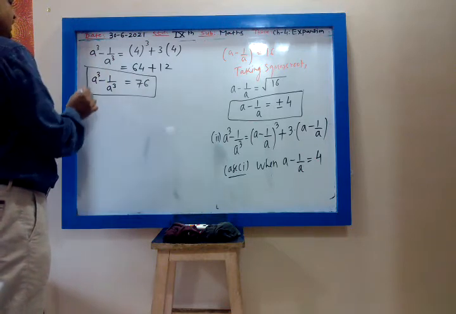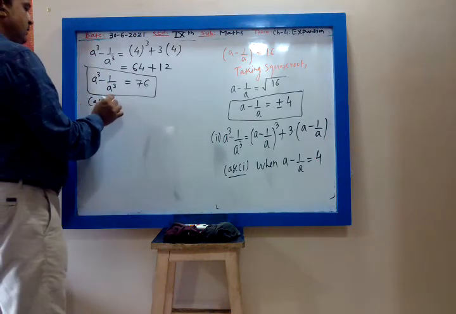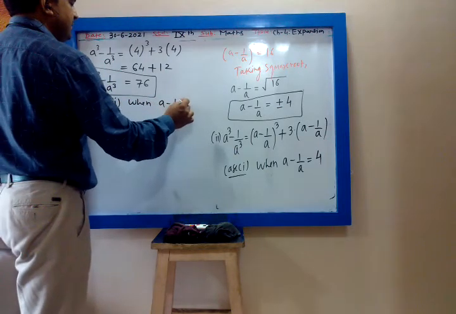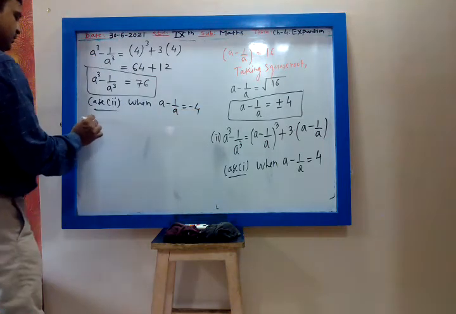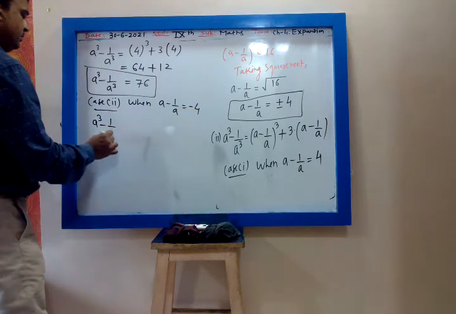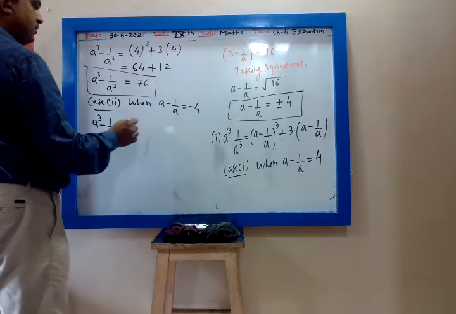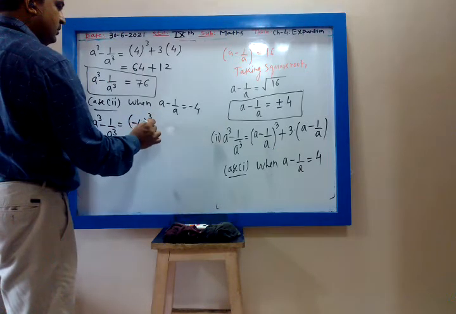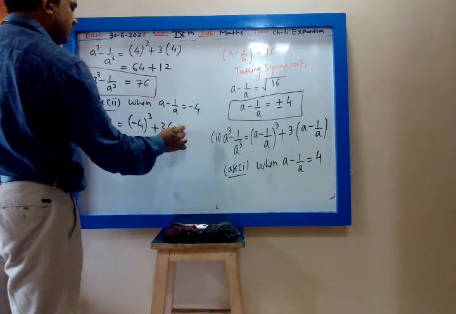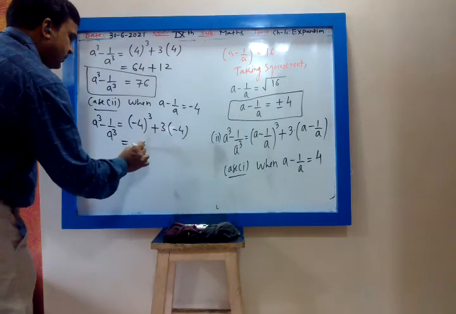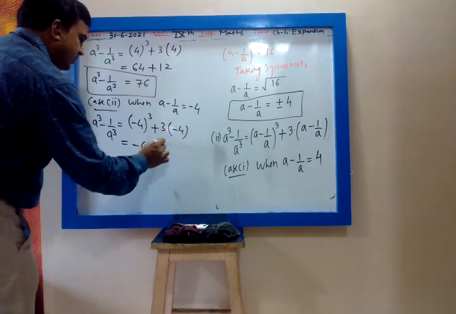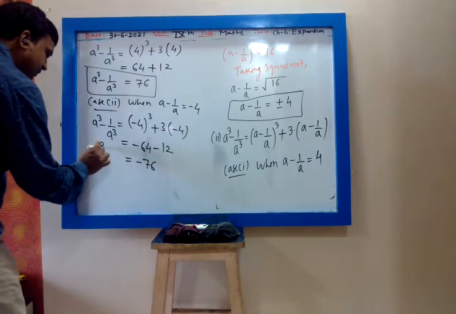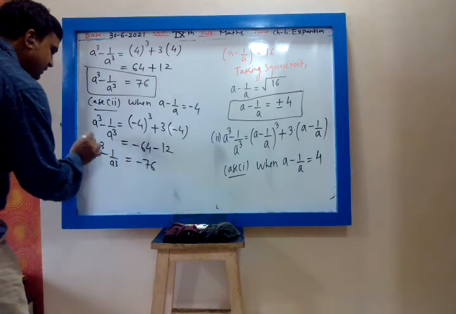Let us take other case. Case 2, when a minus 1 upon a is minus 4. Then a cube minus 1 upon a cube is minus 4 cube plus 3 into minus 4. So that is minus 64 minus 12, that is minus 76. So a cube minus 1 upon a cube is minus 76.